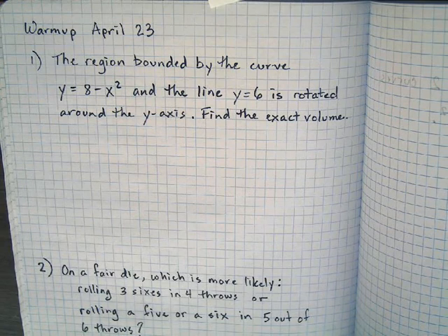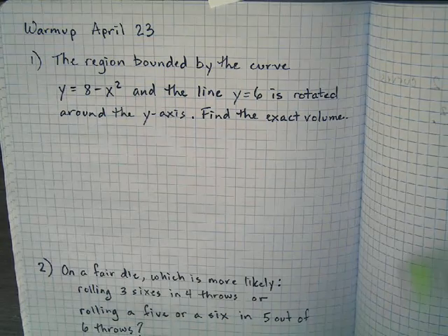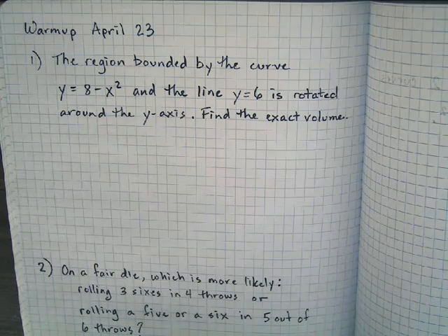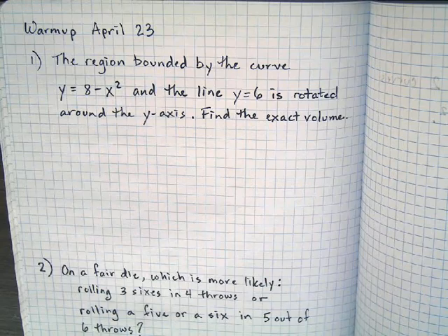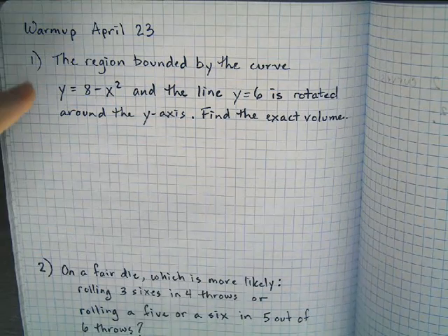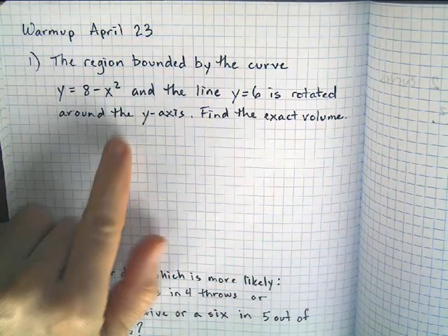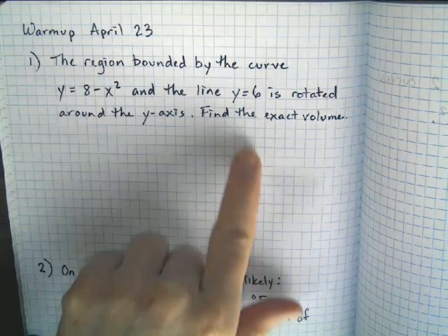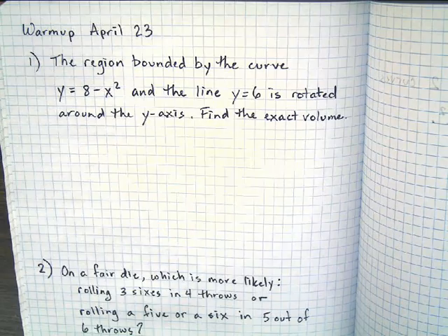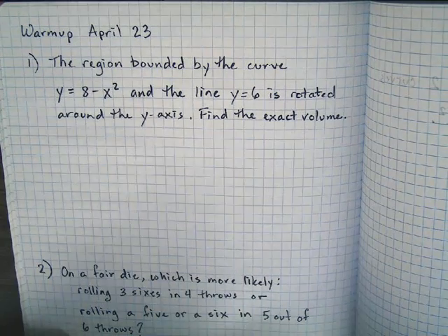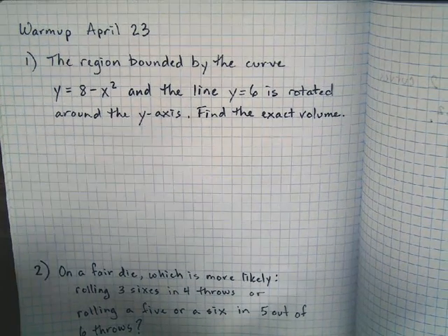I want to give you a hint on the first problem because it is related to a math space problem that a lot of people were having a super hard time on. I want the region bounded by the curve and the line y equals 6 rotated around the y-axis. Find the exact volume. Okay, so in our notes, we put step by step how to do this, and we have the formula.